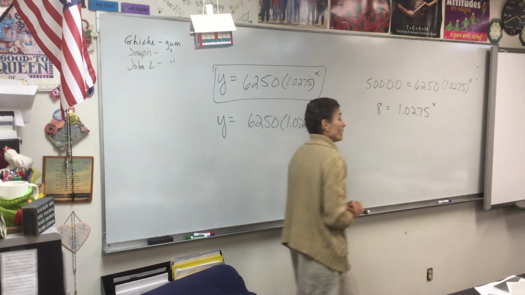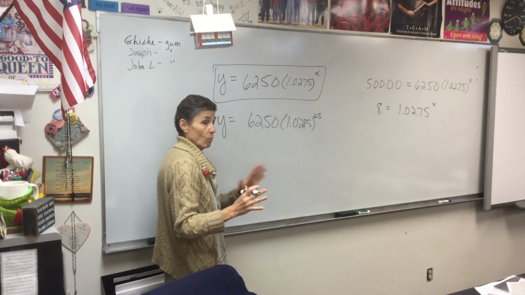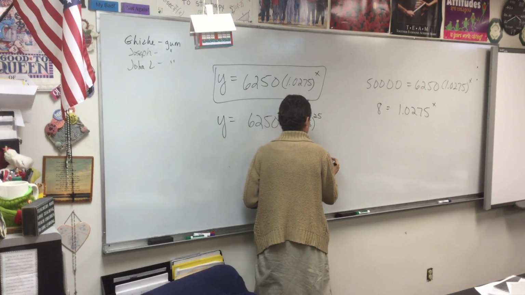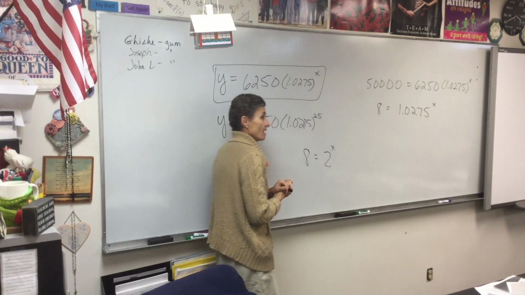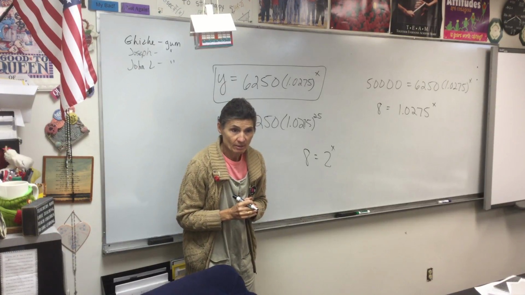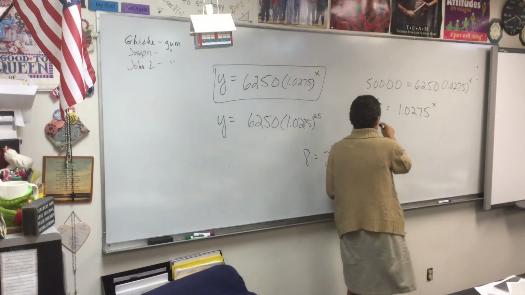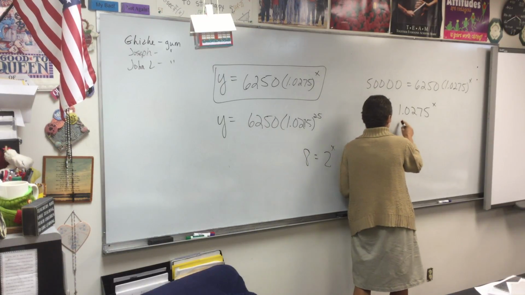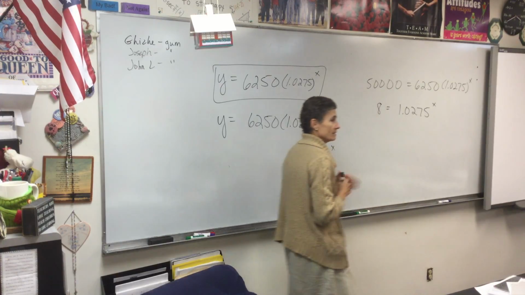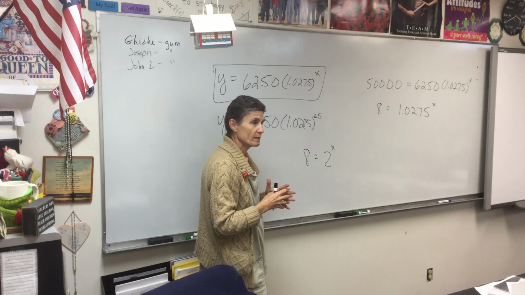So step 1 is always divide. Now, if the problem had been 8 equals 2 to the x, then life is perfect, and we would know the answer is 3. But we're supposed to figure out what power of 1.0275 8 is. Well, we could do trial and error, but it would take us a week to do that.